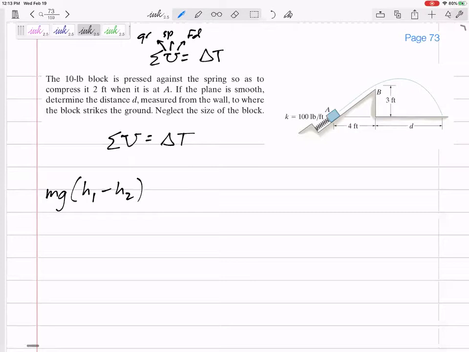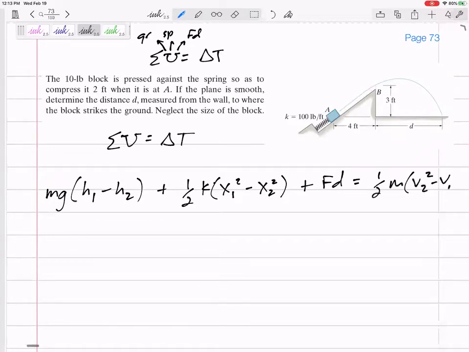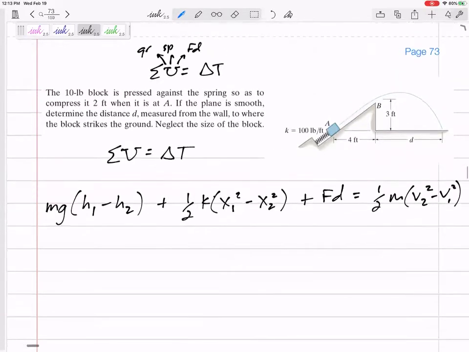That is the work done by gravity plus the spring, 1/2 k (x1 squared minus x2 squared), plus, let me just put FD, but it might be integral FD, it might not even be applicable in this problem, equals 1/2 m (v2 squared minus v1 squared).